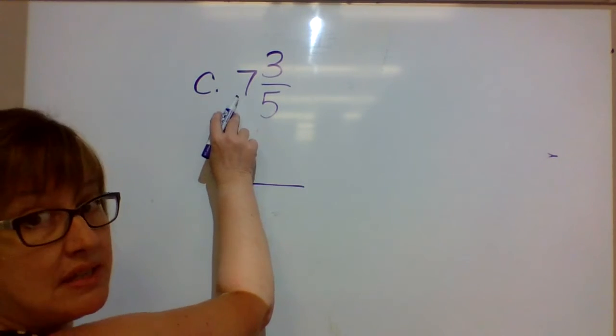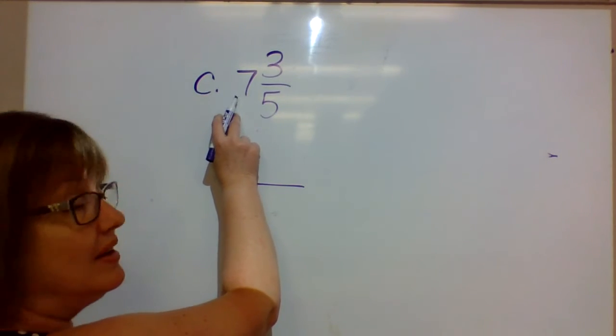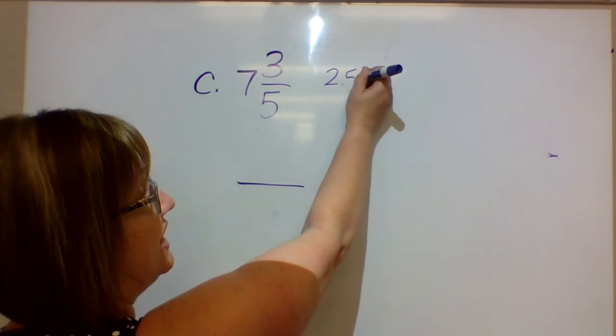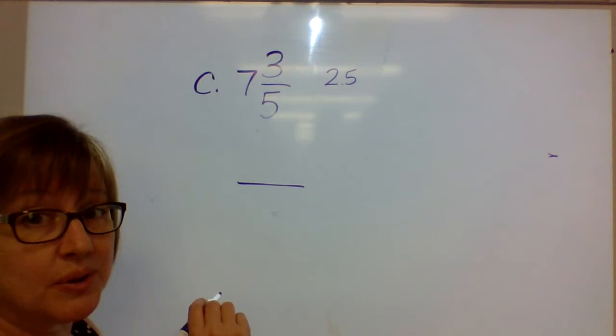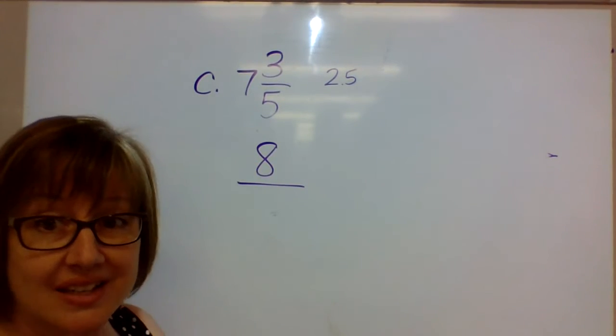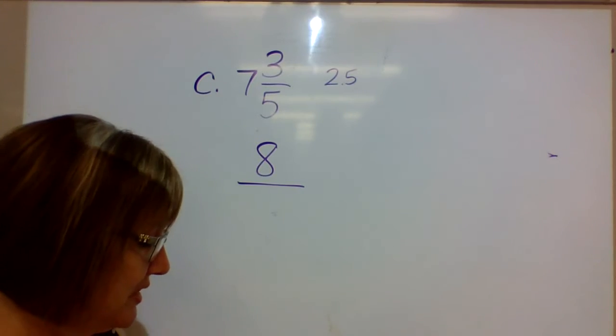Okay, so this is either going to be 7 or 8. 3/5, what's half of 5? Half of 5 is 2.5. So is 3 smaller or larger than 2.5? It's larger, so this gets to bump up to 8. Do you see? Oh, so easy.